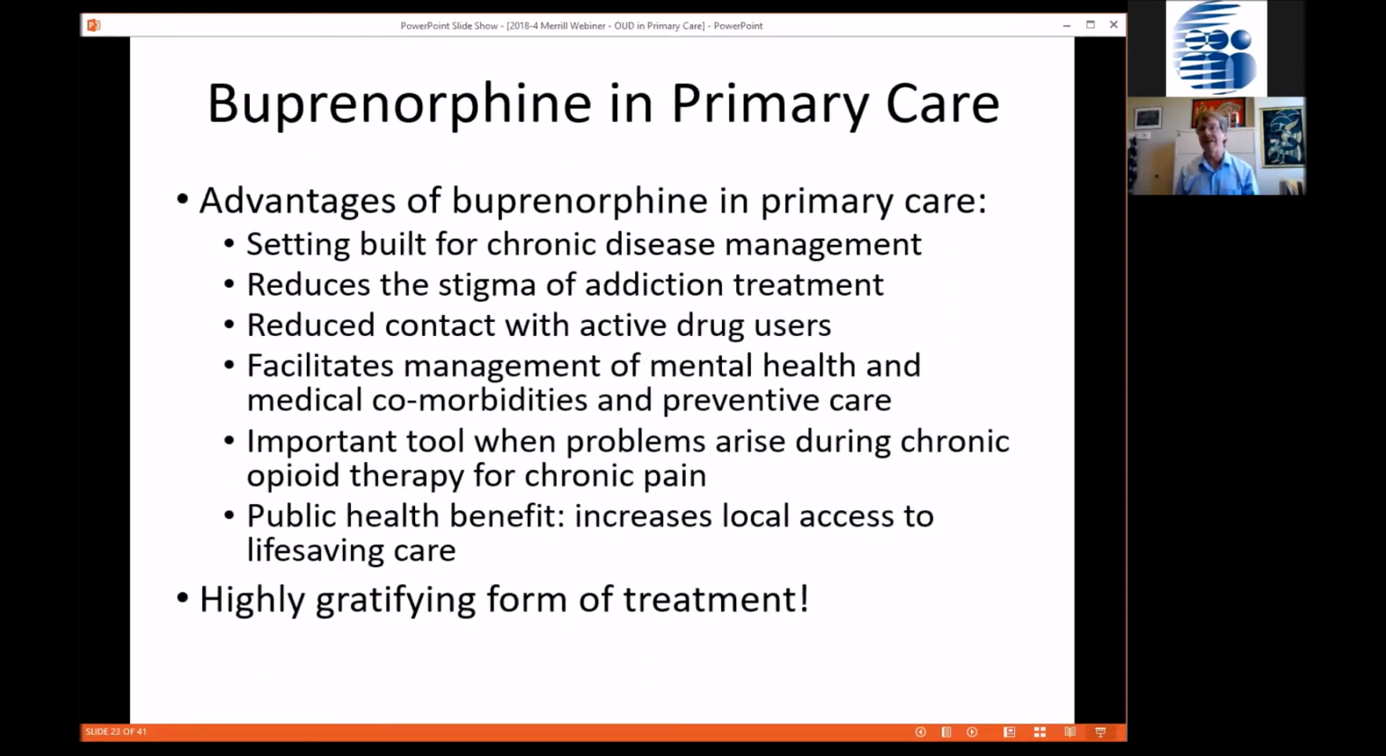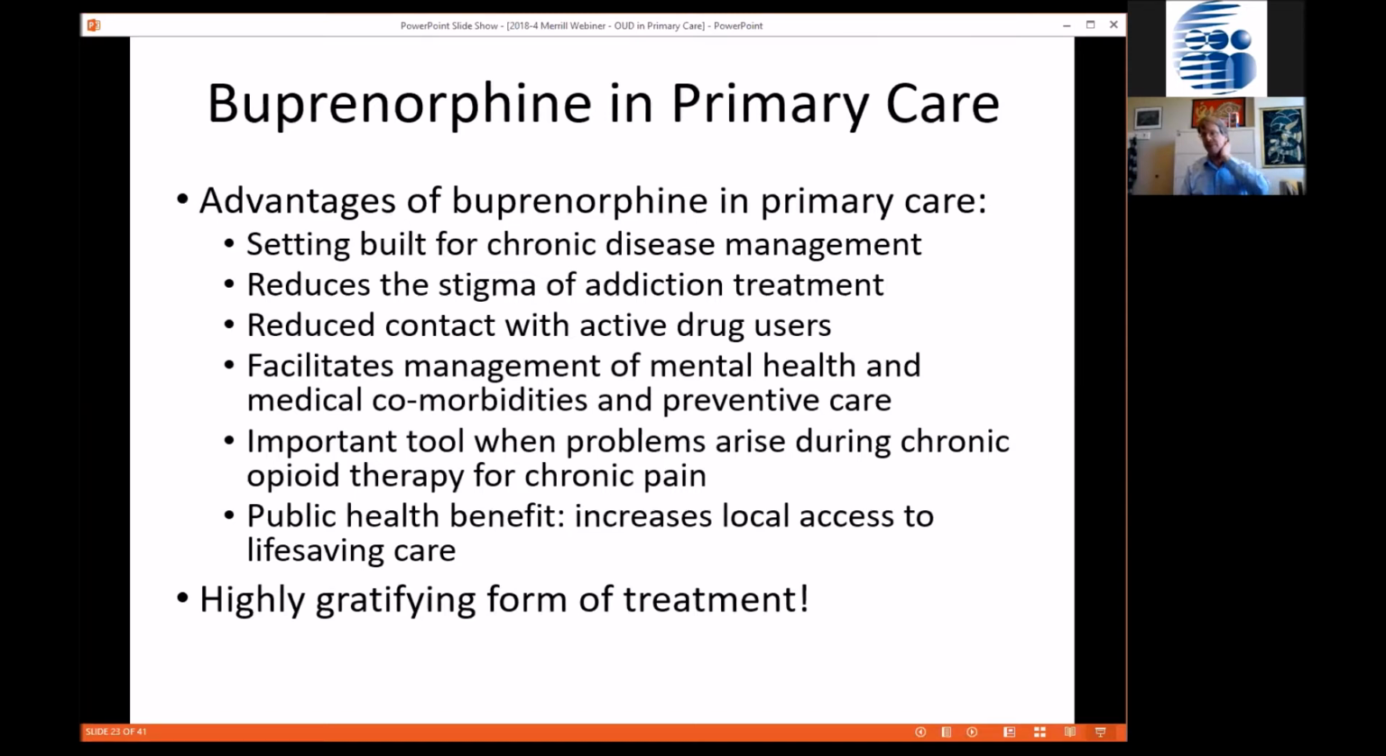So there are a lot of advantages of doing buprenorphine in primary care. Really, our setting in primary care is built for chronic disease management. This is not a condition that goes away ever, really, and people need ongoing medication and support. It also, for patients, they really appreciate getting the treatment in a medical setting as opposed to an addiction treatment setting where there's a lot of stigma attached to that. They aren't in as much contact with active drug users like they would be in a methadone program.